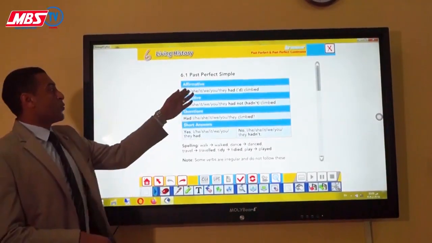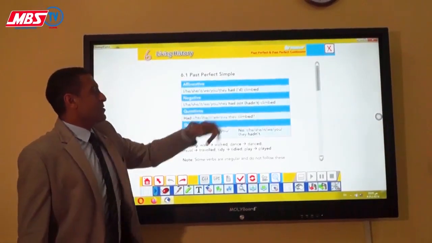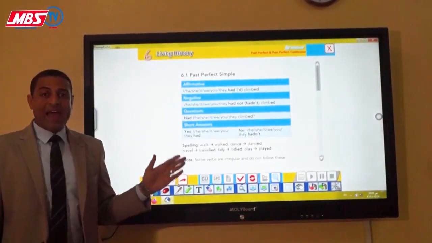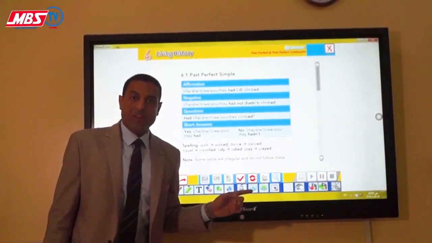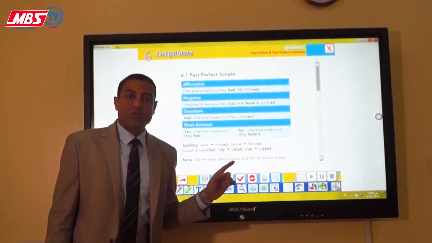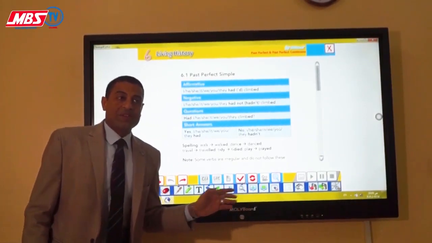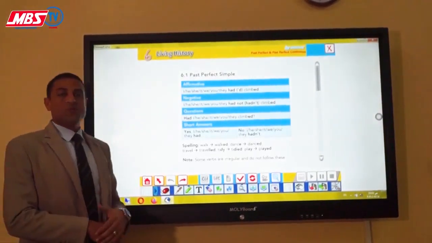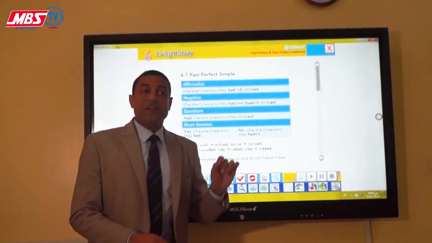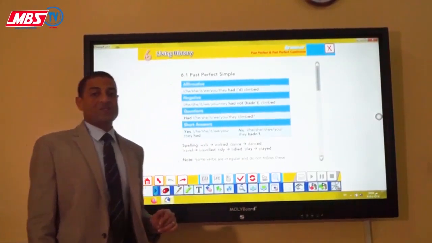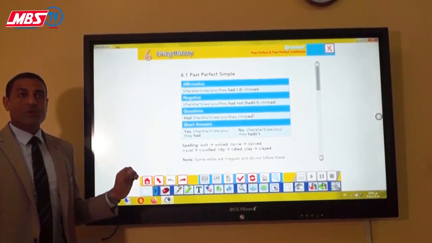As you can see, the form of the past perfect: we use had and the past participle form of the verb. Don't forget the irregular forms of the past participle of some irregular verbs. But let's check, why do we use past perfect simple? Past perfect simple is used to express actions that happened in the past. This is the main use of the past perfect.